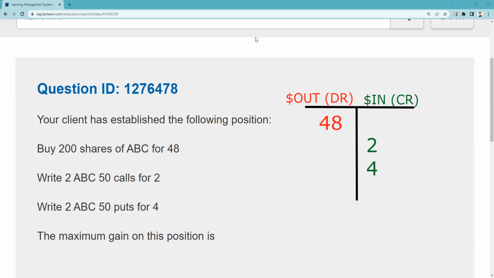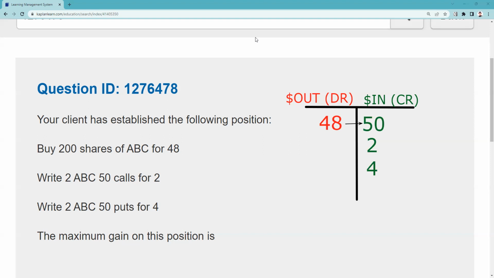Now the question says, what is the maximum gain? And that's the biggest thing, is we don't participate past the strike. You should know the 200 shares is the dominant position in this account. The shares, by the way, always dominate the option. So you should have been focused on the 200 shares and said, okay, that's where I should see what's going to happen here. So the max gain takes place when I get called away at 50. And remember, that was the test point. You don't participate past the strike.